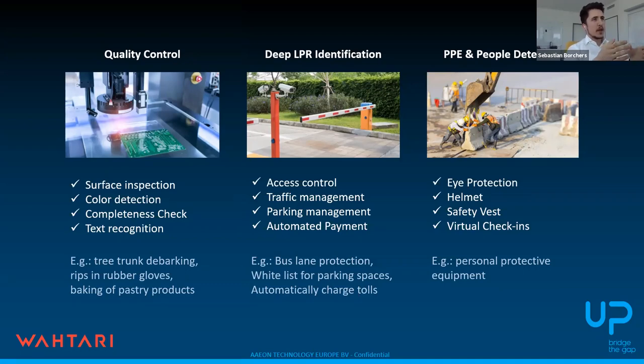So we at Vatari mainly have these three areas right now: quality control, ANPR, so the license plate recognition of cars, and also, for example, PPE and people detection. In these areas, we could make great advances using AI, especially, for example, in the quality control area, where it's now possible to detect changes in colors of products, which is a really, really difficult task using traditional algorithms.